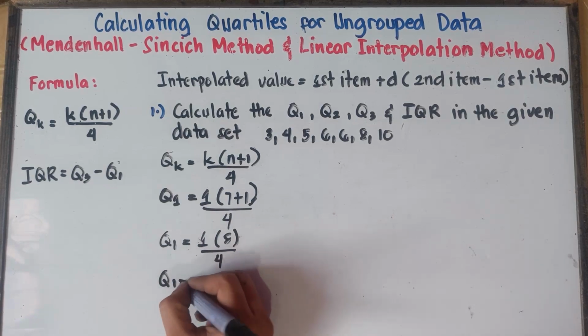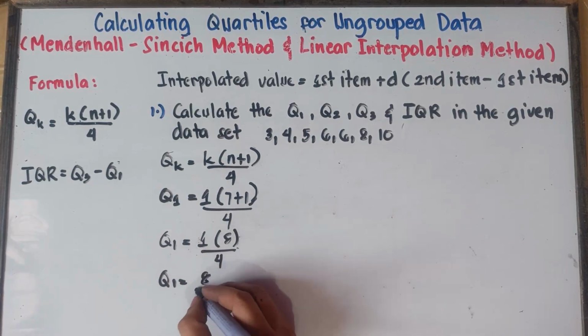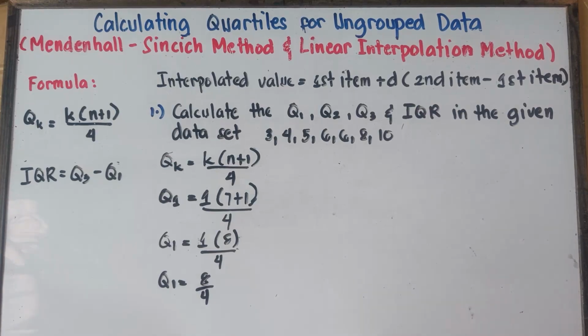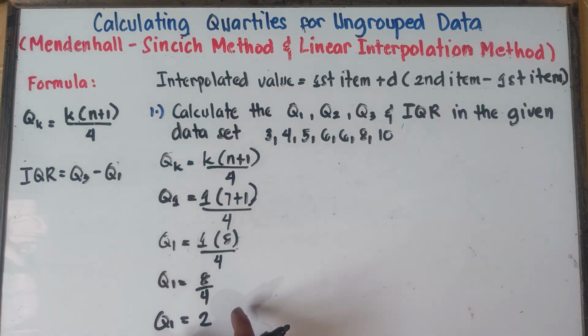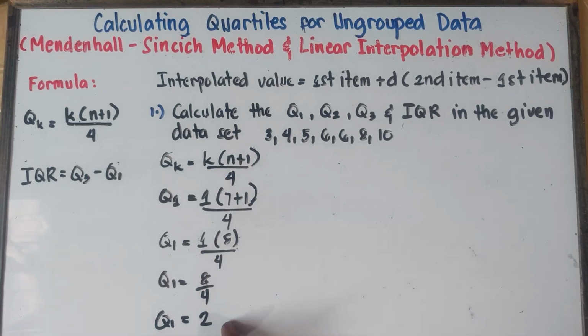So quartile 1 equals 1 times 8, that would be 8 divided by 4. What's the answer, class? That's correct, that would be 2. Once again, class, this is not yet the answer. This is just the position. When you solve for quartiles, this is just the position. Therefore, quartile 1 is on the second position.